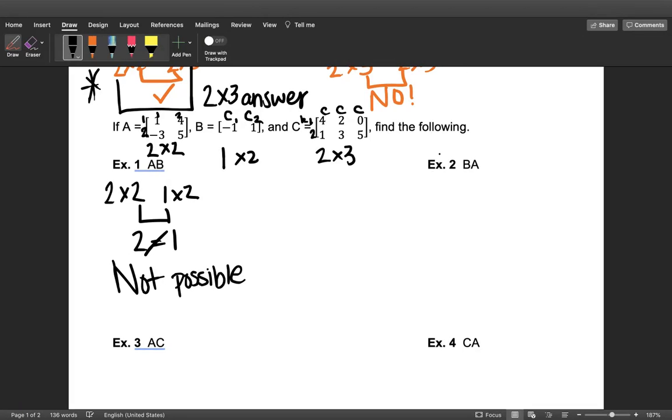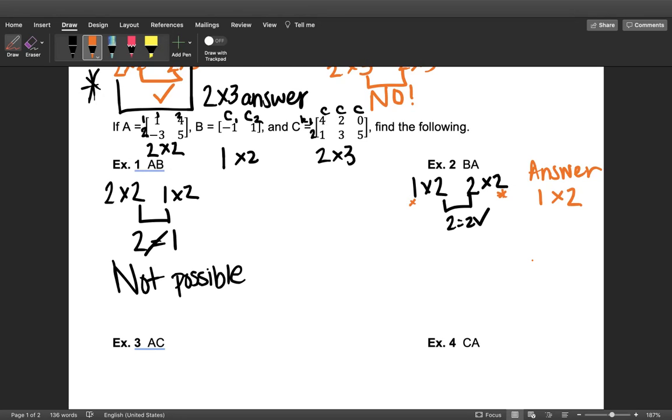All right, now what if we did B times A? Okay, so they flipped it around for us. B was a 1 by 2, and A is a 2 by 2. So now does 2 equal 2? Yes. So that works. Let's talk about what your answer is going to look like. Our answer will look like the row by the column. So it would look like a 1 by 2. So it's going to look like B. So now what we need to do is go ahead and multiply them.